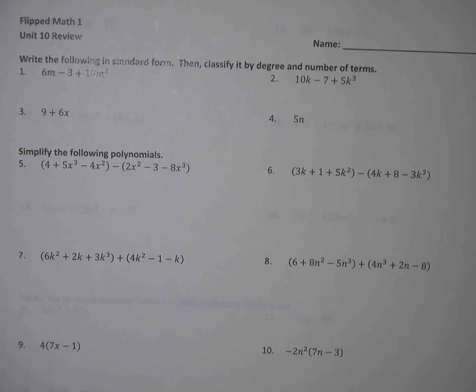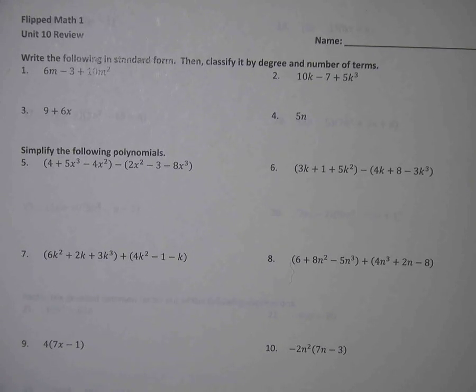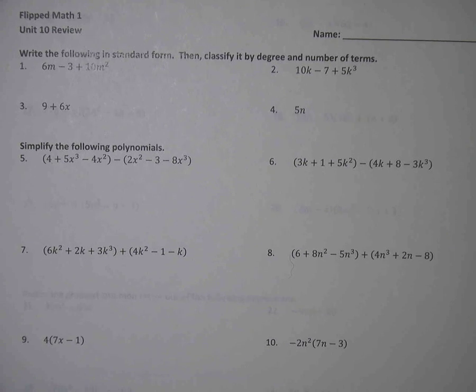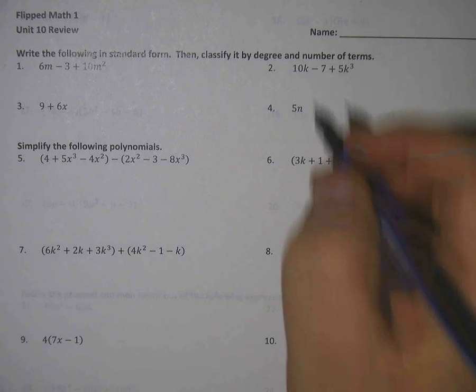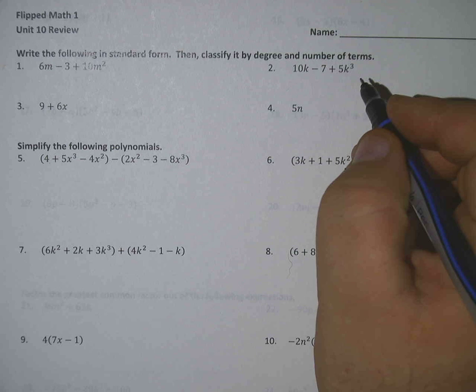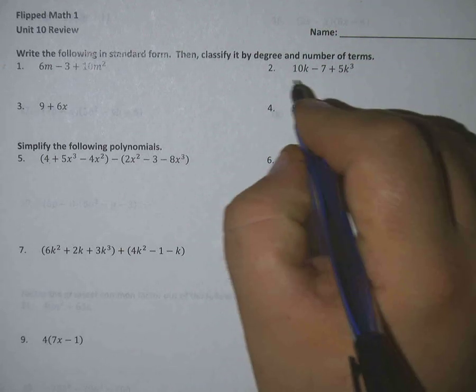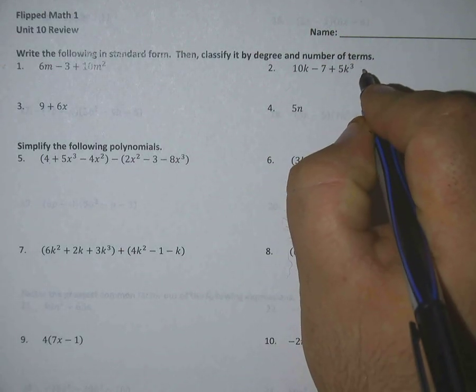So for the first section here we are writing the following polynomial in standard form and then classifying it by degree and number of terms. Okay. Let's go ahead and look at number 2. I think it's probably one of the harder ones in here, but that's okay.